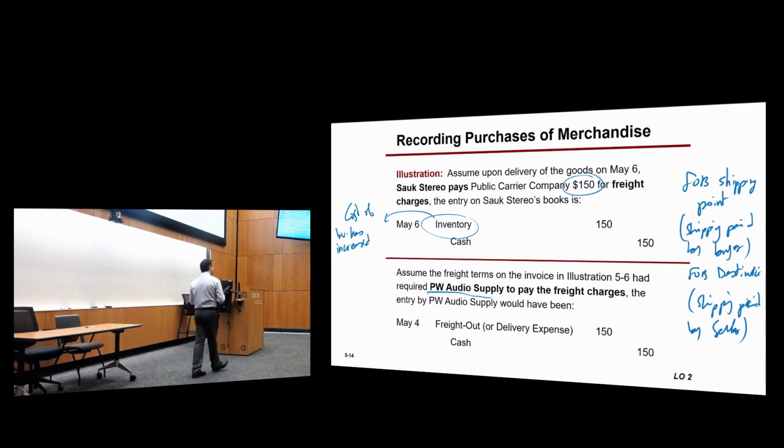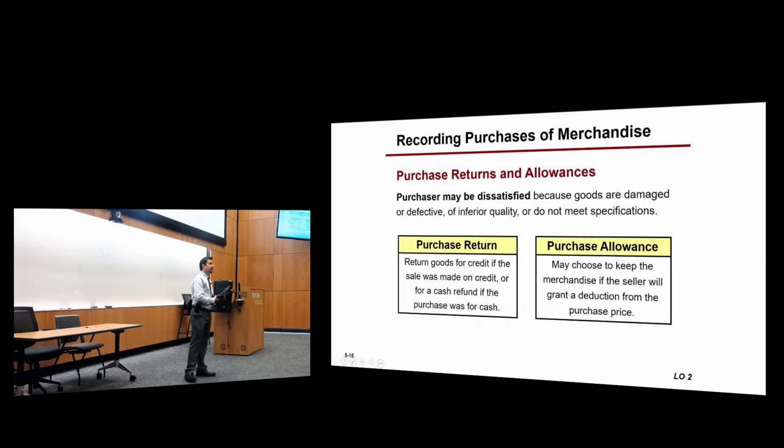So when the buyer is paying for the shipping, the cost of the inventory will increase. So this shipping cost will be added to the inventory. Okay? On the other hand, if the seller is paying for shipping, this is an additional expense. This is a freight out expense. Okay? Any questions? Remember, we are doing all this under the perpetual system. The periodic system will record them differently.